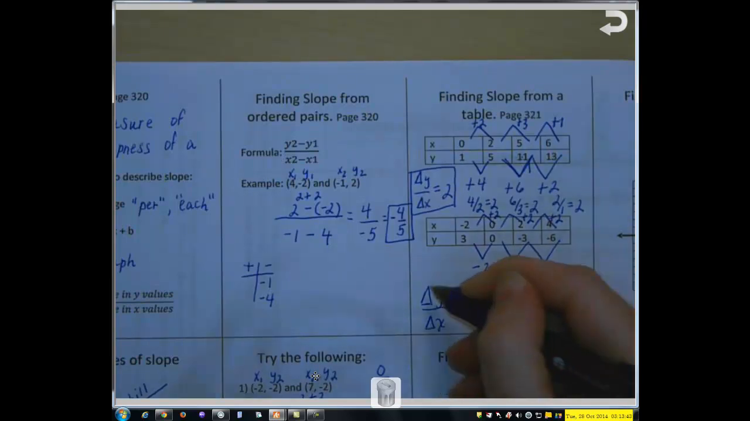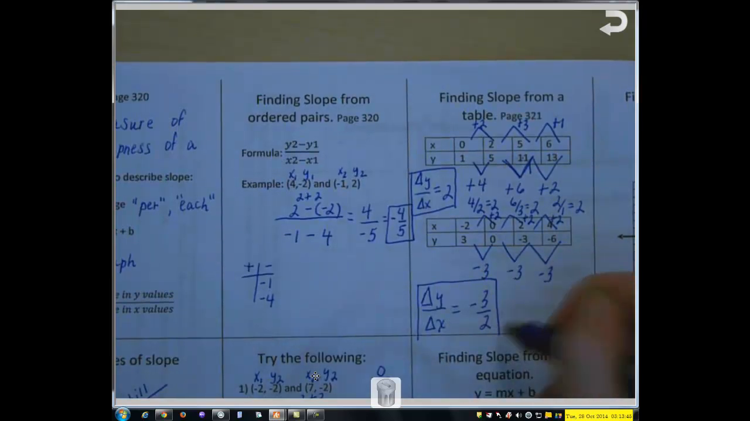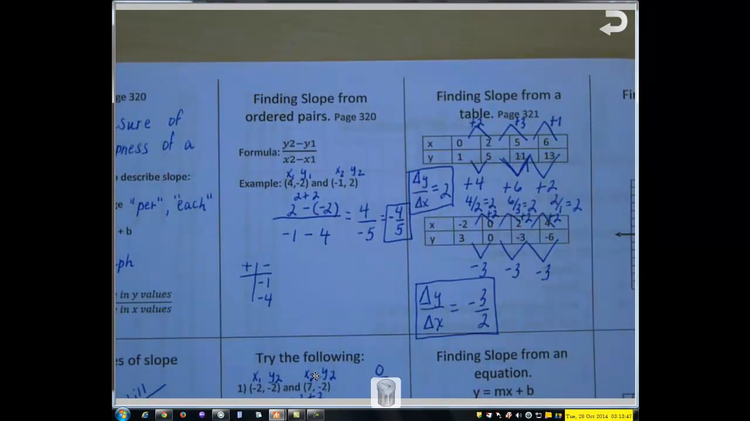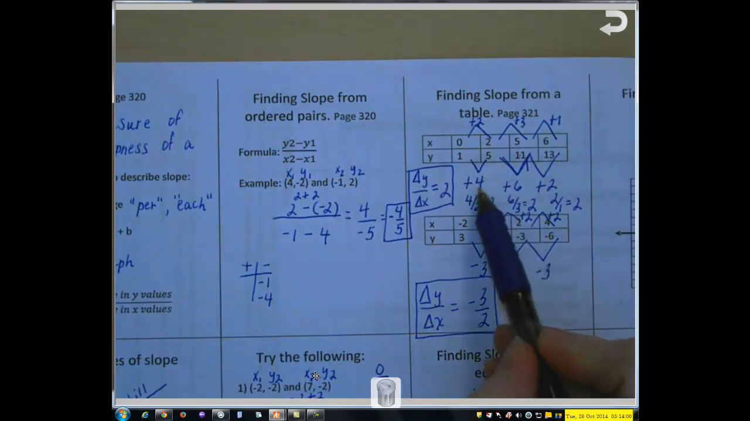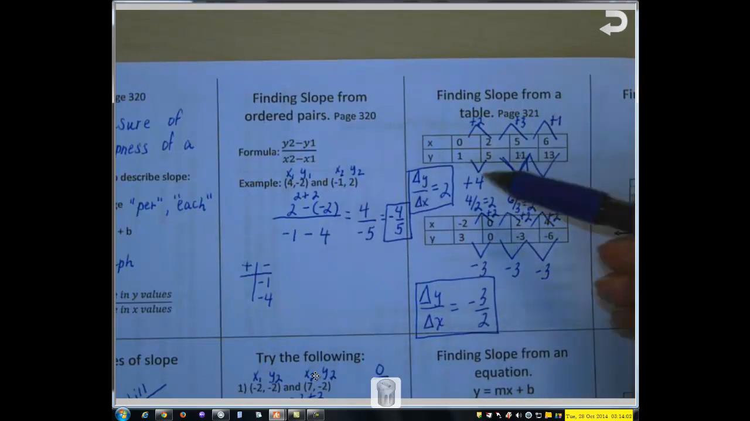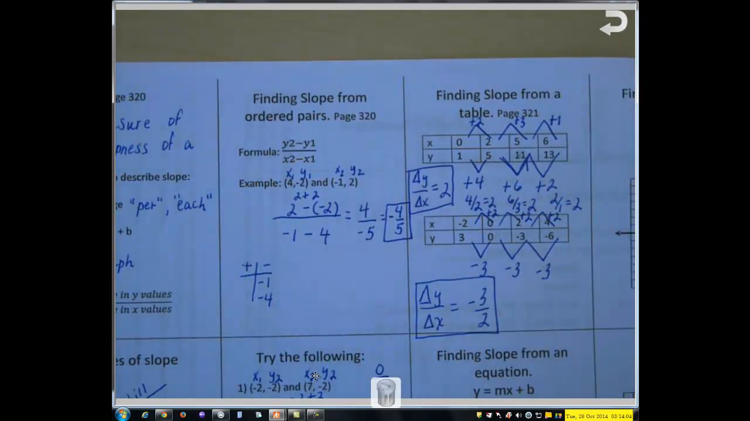And we're going to leave our answer in fraction form, because when we get into our graphing unit next time, it's going to be very helpful to be able to graph these. Okay, so summarizing, finding slope from a table is simply finding the change in y and then dividing it by the change in x.